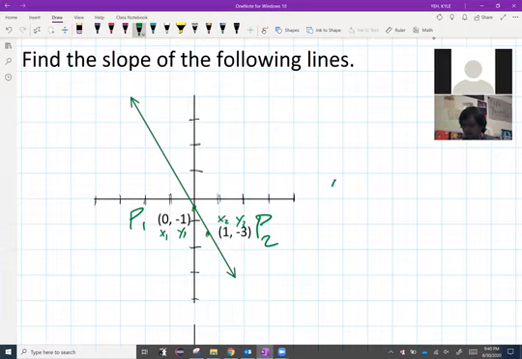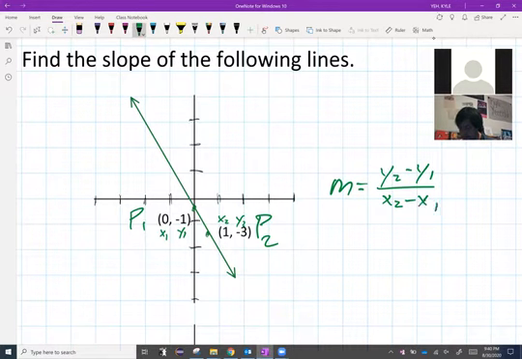So if I'm going to calculate my slope, I'm going to use that y2 minus y1 over x2 minus x1 way of calculating slope that we saw before. So y2 is negative 3 minus y1, which is negative 1, over x2 was 1 is what I have labeled, and minus x1 is 0.